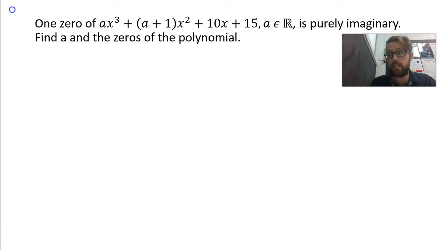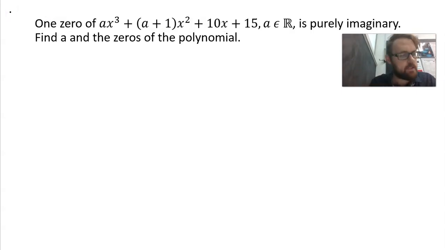So I think this is a really excellent question, and let's have a look at it. One zero of ax cubed plus (a plus 1) x squared plus 10x plus 15, where a belongs to real numbers, is purely imaginary. Find a, and the zeros of the polynomial.